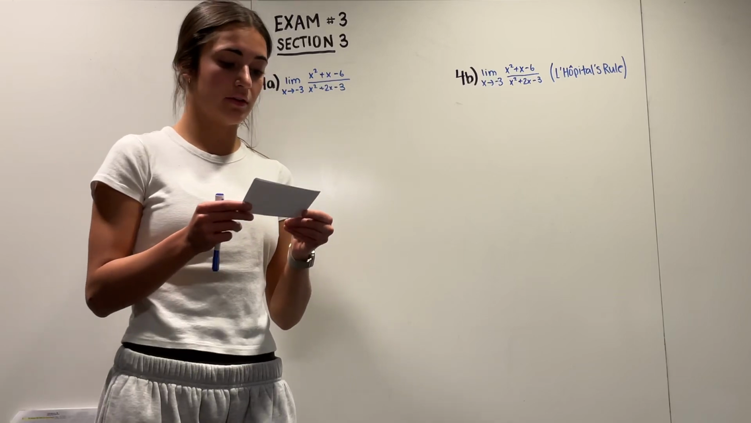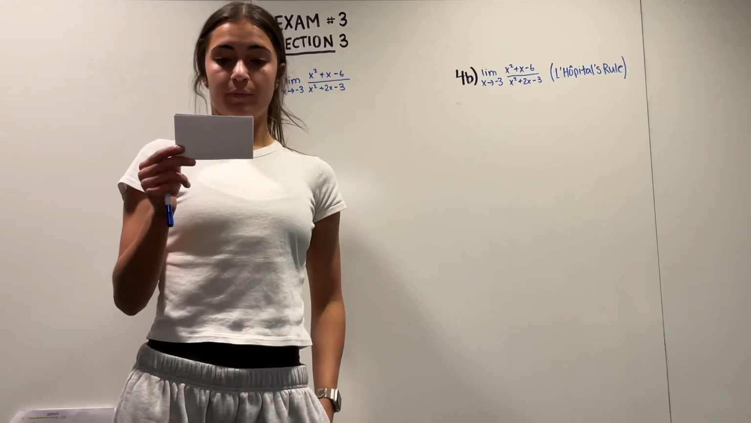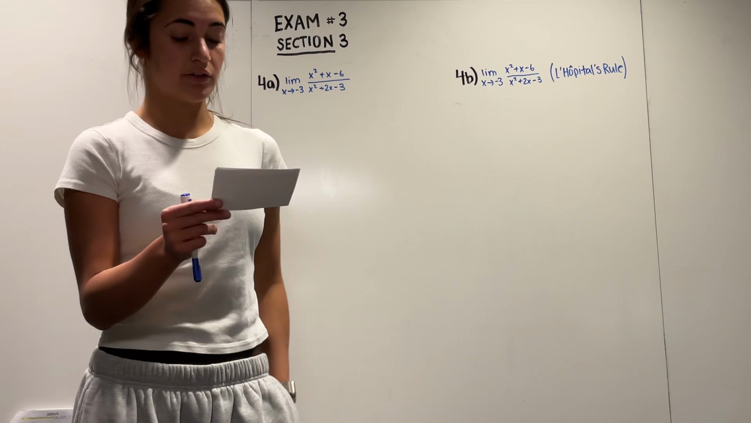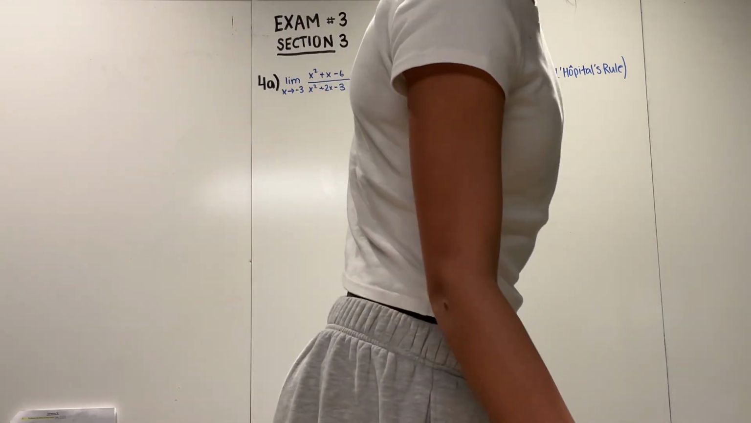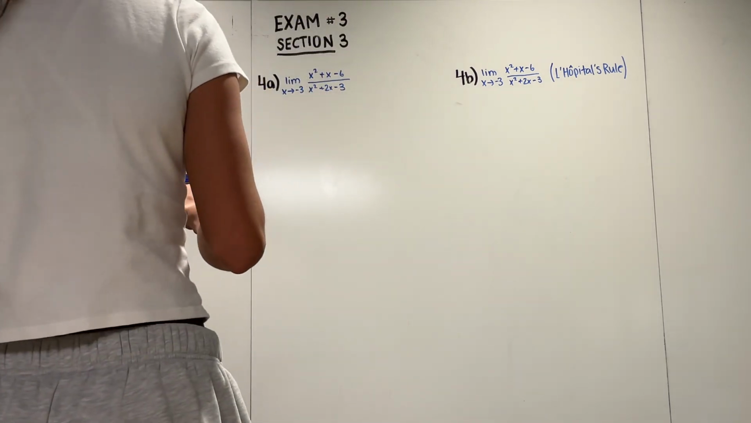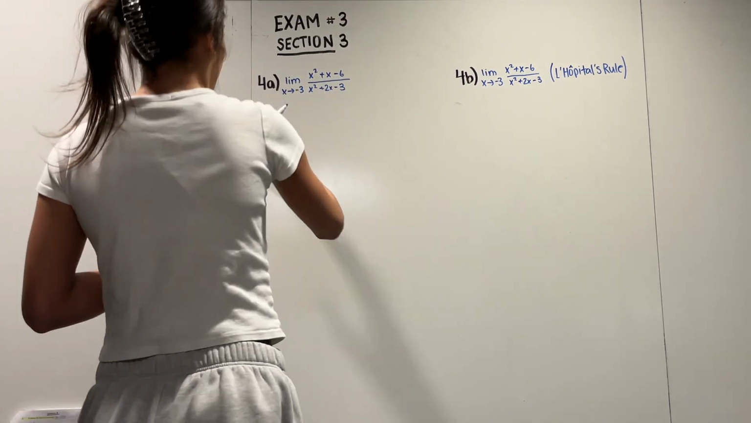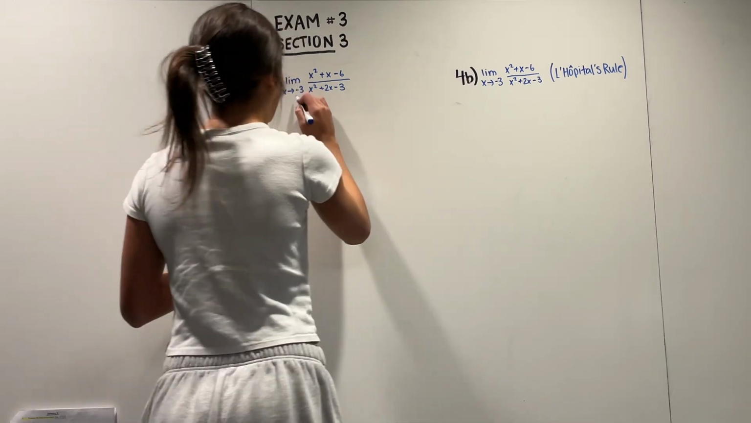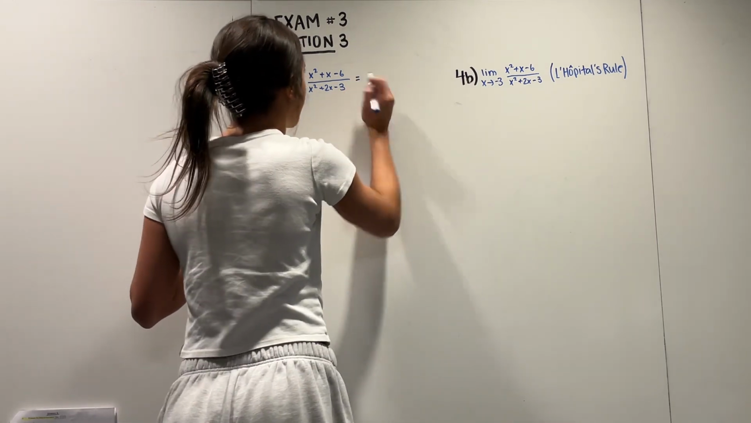This is exam 3, page 5, section 3, and this is problems 4A and 4B. The question is, evaluate the given limit in 2 different ways. So for this one, we're just going to plug in -3 first to make sure it's indeterminate.